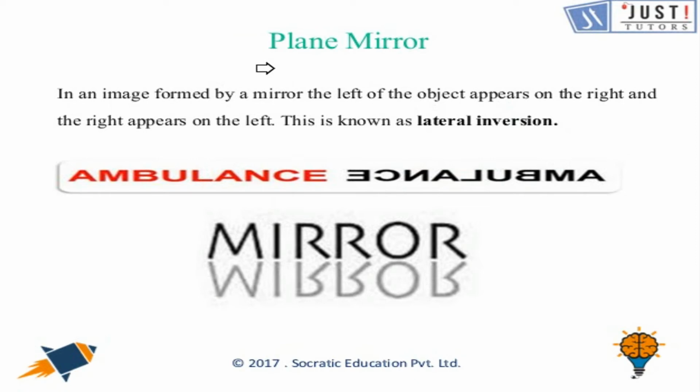Now, what is a plane mirror? In an image formed by the mirror, the left of the object appears on the right and the right appears on the left. That is named lateral inversion. As you see the inverted image, that's why it's named lateral inversion. It means the apparent reversal of the mirror image, left and right, when compared with the object. Here we have an example of the ambulance and the mirror, as you can see.